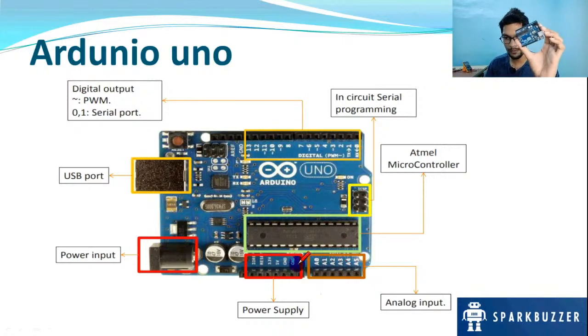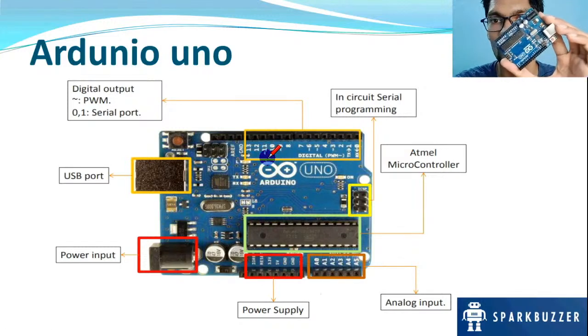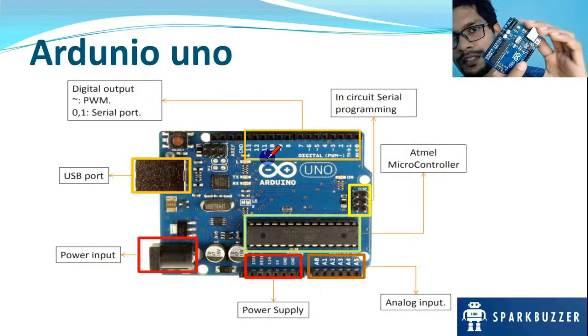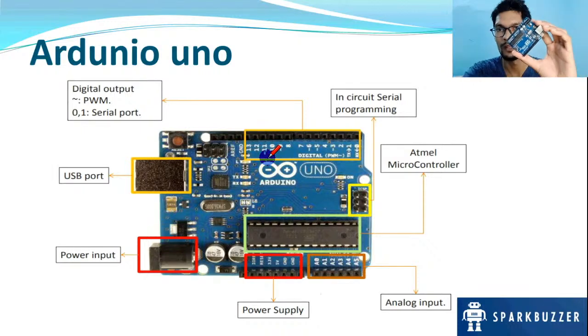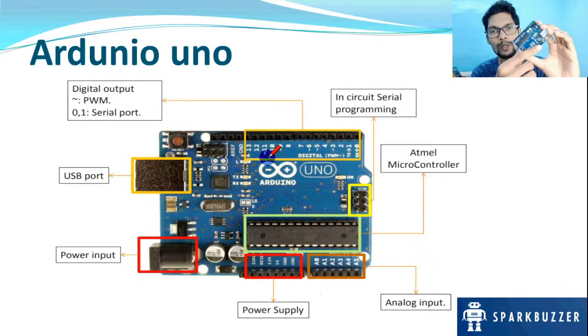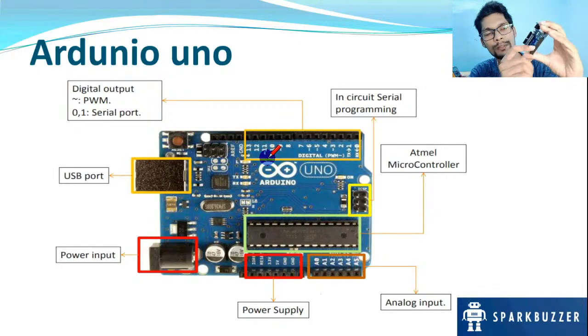These are the power supply pins, and this mark indicates it. I think it's not visible in the camera. You can see here is a mark. These are the PWM pins. So in the next page, I am going to show you how these pins are used and how the PWM pin is different from other pins.